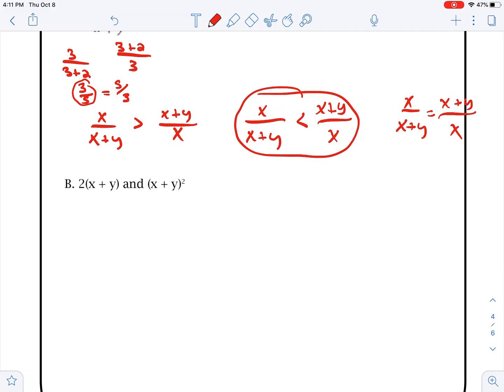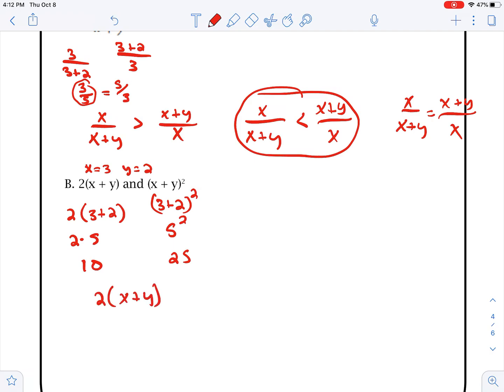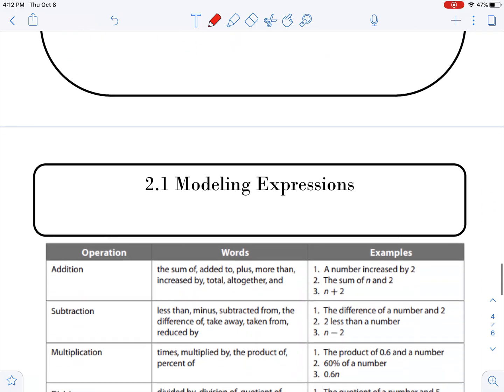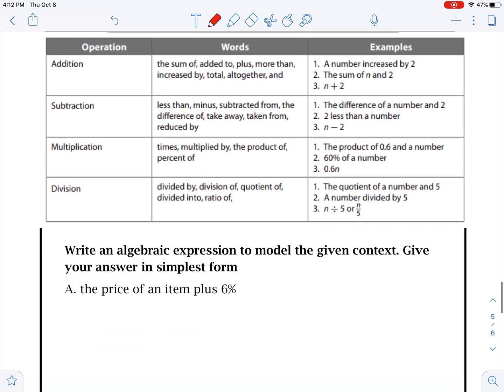And again, we could do the same thing. I said x equals 3 and y equals 2. Now let's compare it. So 3 plus 2, that's 2 times 5, which is 10. And then we do it here: 3 plus 2, and then square it. That's 5 squared, which is 25. So we would say, okay, 2 times x plus y is less than x plus y squared. So that's what we're looking through as we go through it.